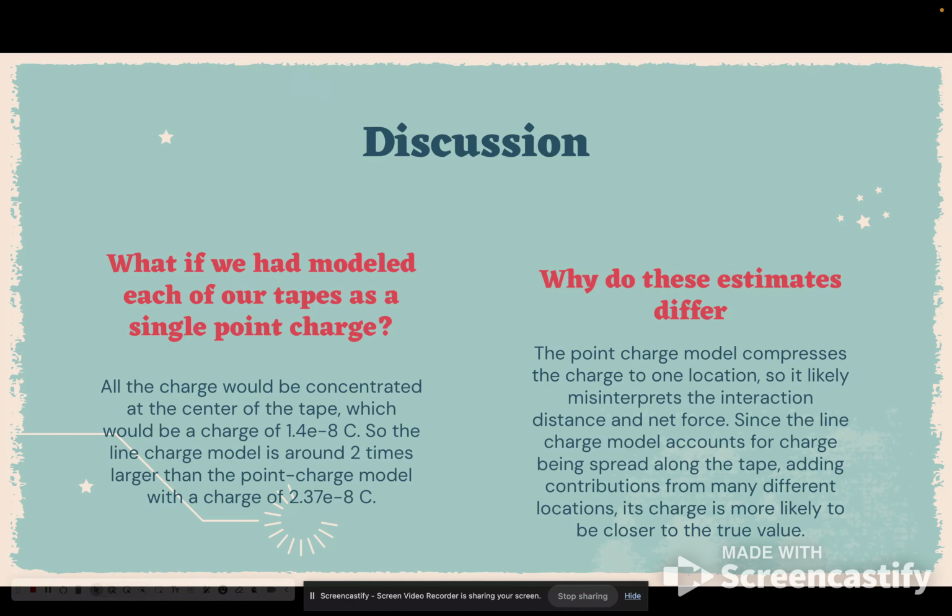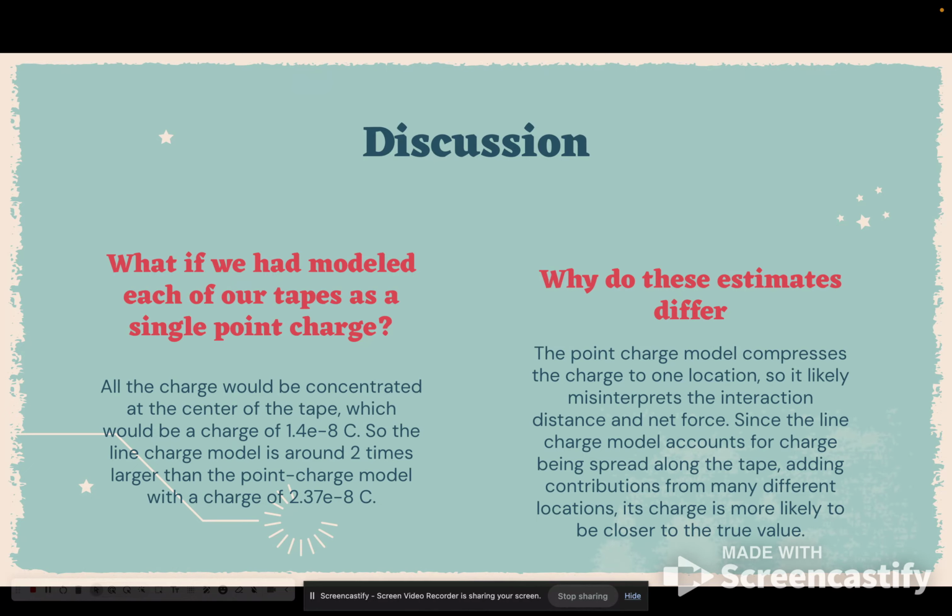Okay, and so what if we had modeled each of our tapes as a single point charge? All the charge would be concentrated at the center of the tape, which would be a charge of 1.4 times 10 to the negative 8. So the line charge model is around 2 times larger than the point charge model is, with a charge of 2.37 times 10 to the negative 8 coulombs.